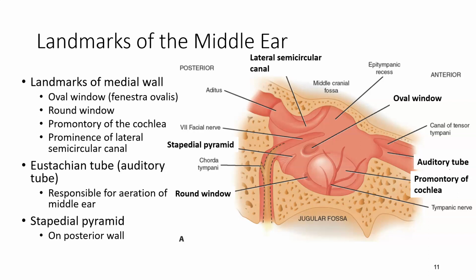But it's not just a continuously open tube. It gets opened because there's kind of fleshy bits around it. Gets opened when you do things like swallow, which pulls on it a little bit, and that helps equalize the pressure. The last landmark on the middle ear is the stapedial pyramid, where the stapedius muscle emerges and connects that muscle up as well to its innervation in the facial nerve.